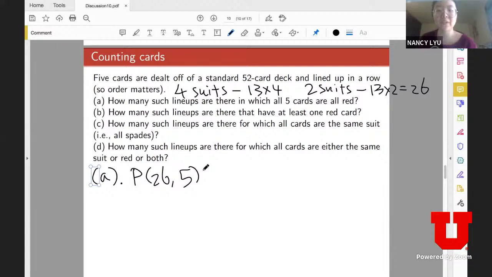Because we want to choose 5 cards from the 26 red cards to make sure that all 5 cards are all red. And that will give us how many such lineups. So this is equal to this big number.